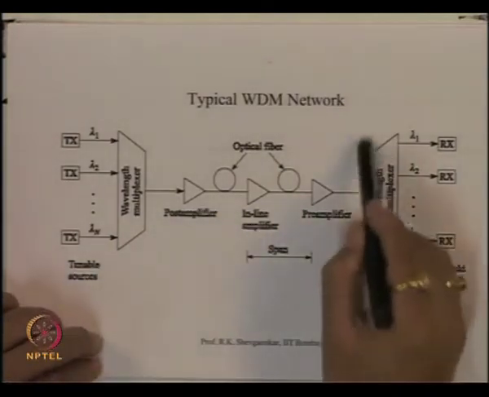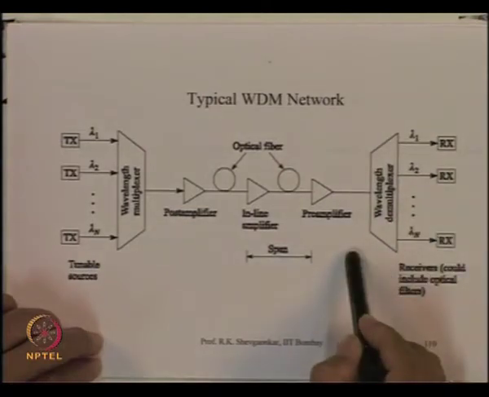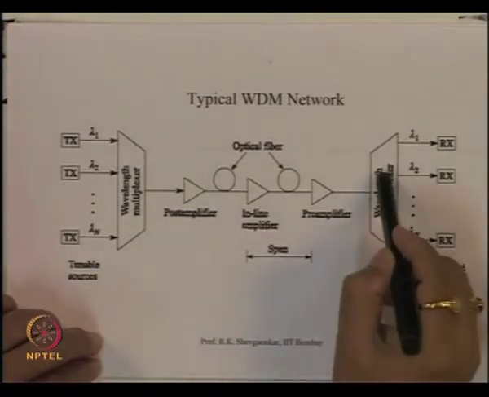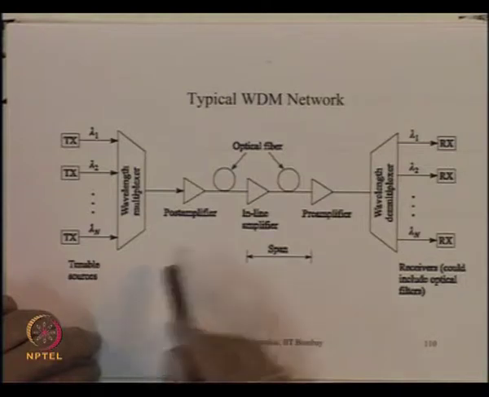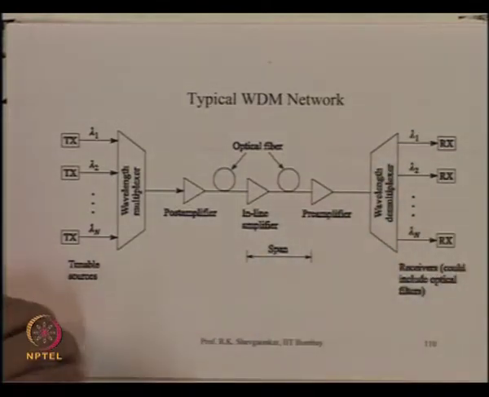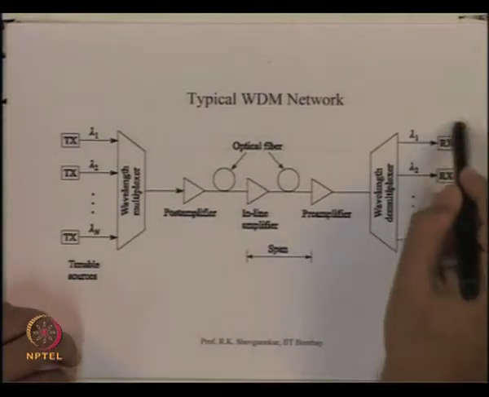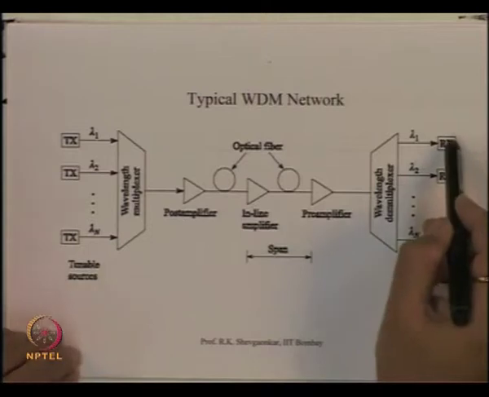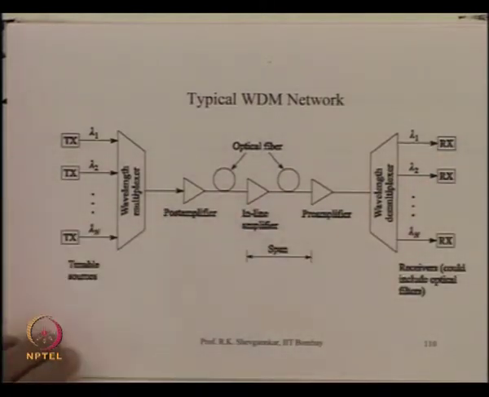It reaches the other side, where we have a wavelength demultiplexer. So the wavelengths are separated, lambda 1, lambda 2 and so on. And then you get your signal back, which is time multiplexed data, which started from here.